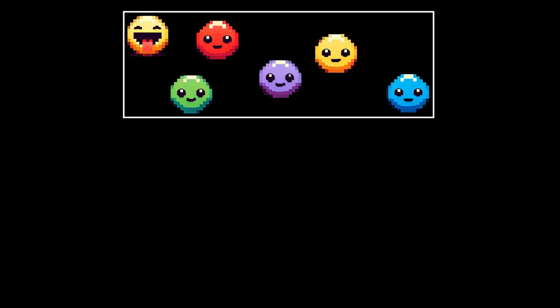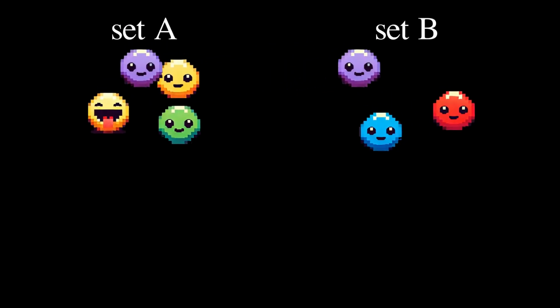The same applies to letters in a word. If we take all the unique letters from a word and collect them in a set, we see that the order does not matter, only which letters are included. But what happens when we have multiple sets? Here we can define some operations on them.